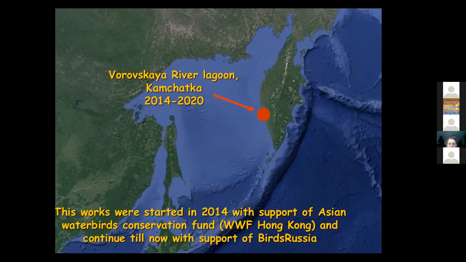We started this work in 2014 because a new road appeared. It's not a common road, it's a road along the pipeline. For working in the Far East of Russia, a road is very important because a helicopter is too expensive, but roads are very few, especially in Kamchatka and the Magadan area.